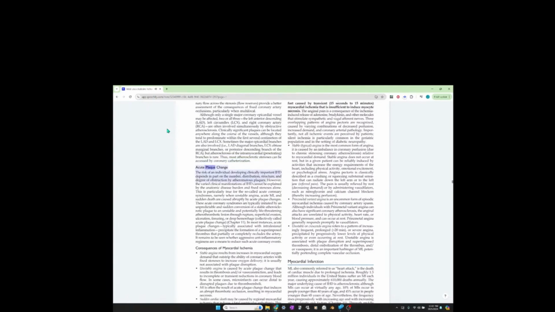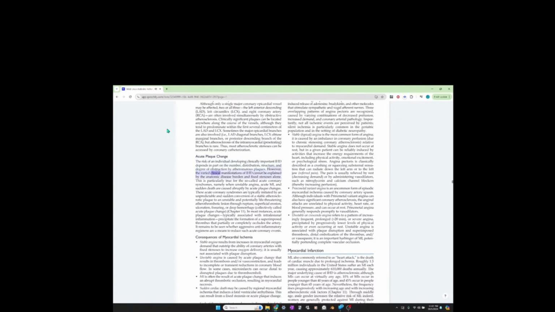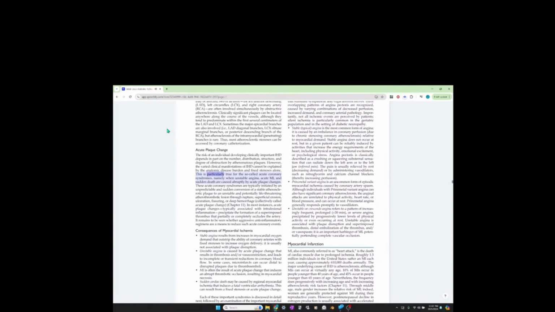Acute plaque change. The risk of an individual developing clinically important IHD depends in part on the number, distribution, structure, and degree of obstruction by atheromatous plaques. However, the very clinical manifestations of IHD cannot be explained by the anatomic disease burden and fixed stenosis alone. This is particularly true for the so-called acute coronary syndromes, namely when unstable angina, acute MI, and sudden death are caused abruptly by acute plaque changes.